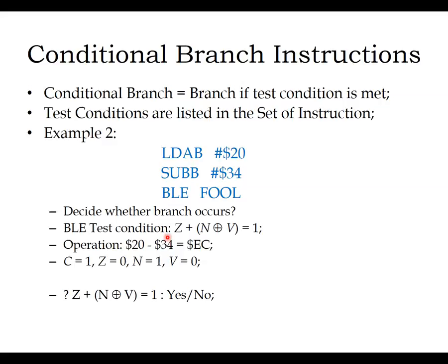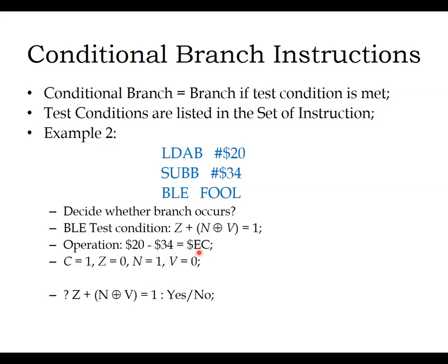Now let's see what is going on in our first 2 lines. In the first line, you are loading 20 into accumulator B. In the second line, you are subtracting 34 from the 20 in accumulator B, and storing the result into accumulator B again. Now if you look at the operation, 20 minus 34, your difference would be EC.